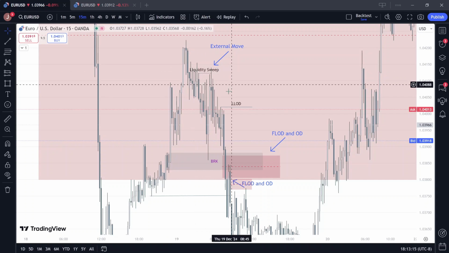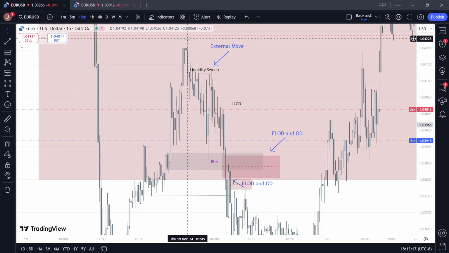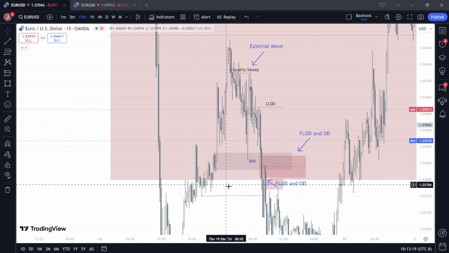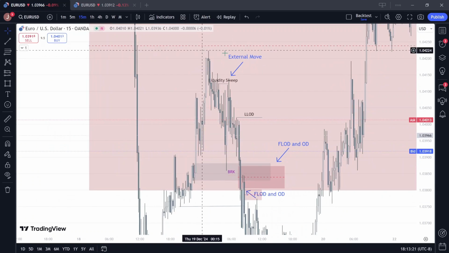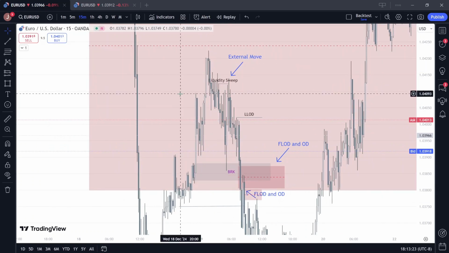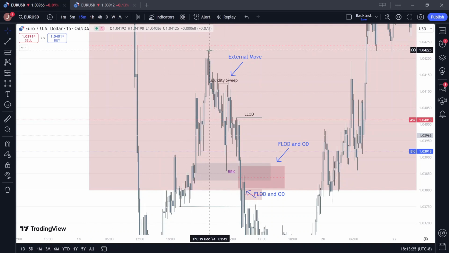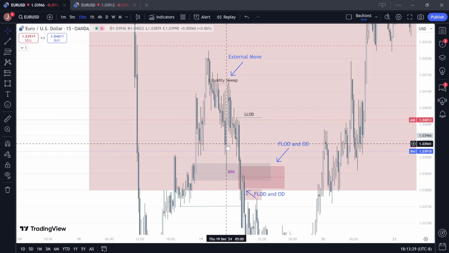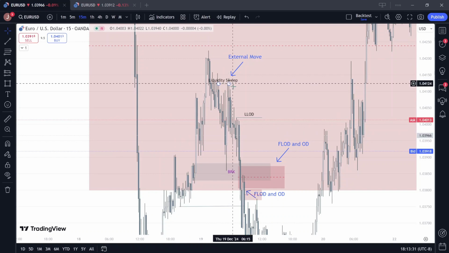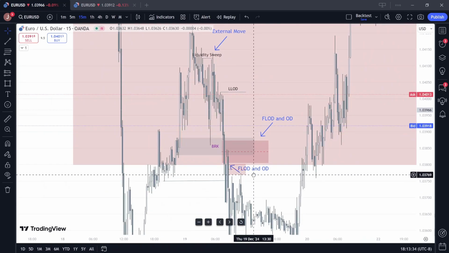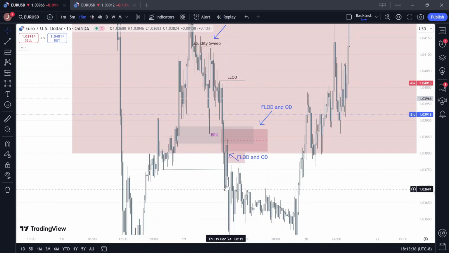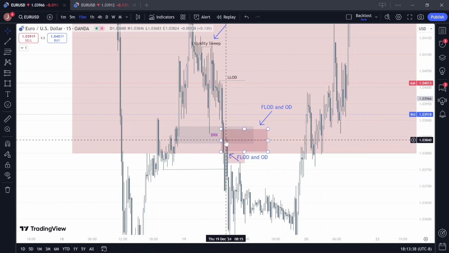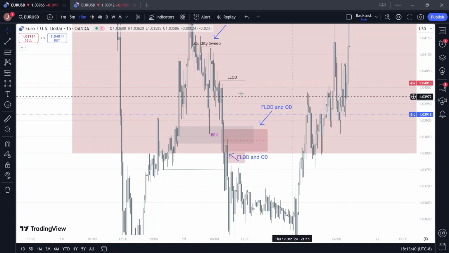You can even classify some of these. You can see this was an external move actually. As we wick into this fair value gap, it swept a previous high on the 15-minute. So this was an external move, and then we have an internal move, and then we have another external move, and then we have an internal move. So on the next external move, this is where it would be the best to enter with our confluences.